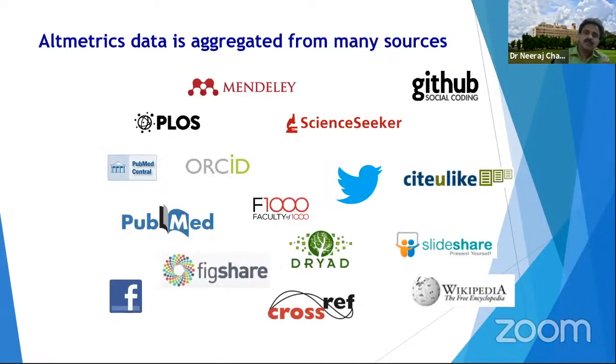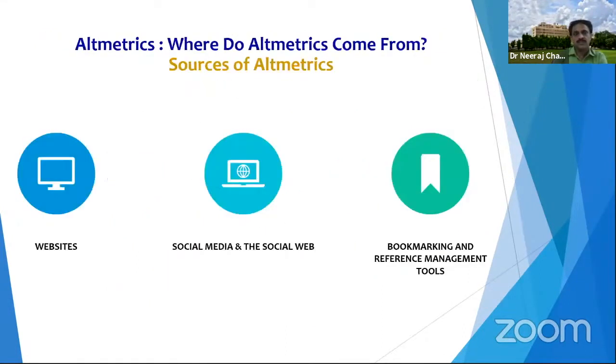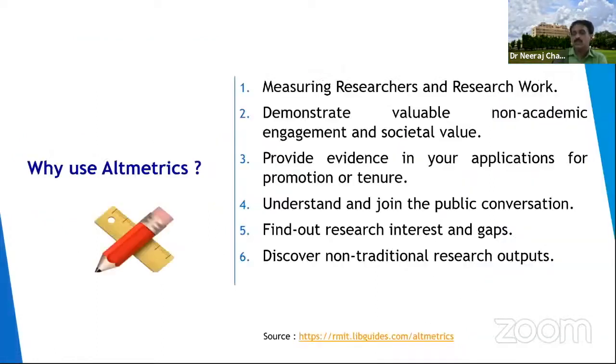Altmetrics data is aggregated from a number of sources. It may be from Mendeley, PLOS, GitHub, SlideShare, or Figshare. There are a number of sources or aggregators for altmetrics, and it takes data from resources like websites, social media, bookmarking, or reference management tools.